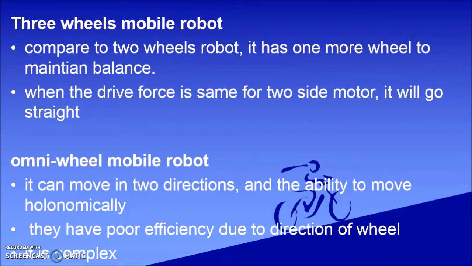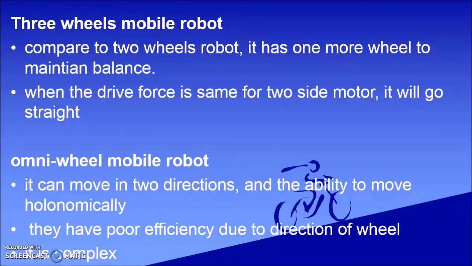The second is the 3-wheel mobile robot. Compared to the 2-wheel robot, the 3-wheel mobile robot has one more supporting wheel to maintain balance. When the drive force is the same for both side motors, the mobile robot will go straight.